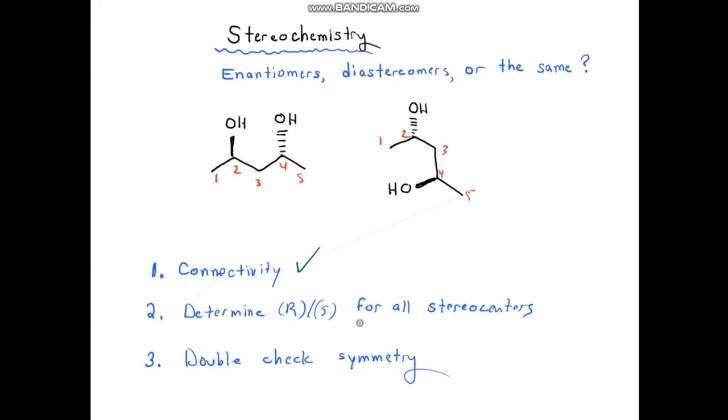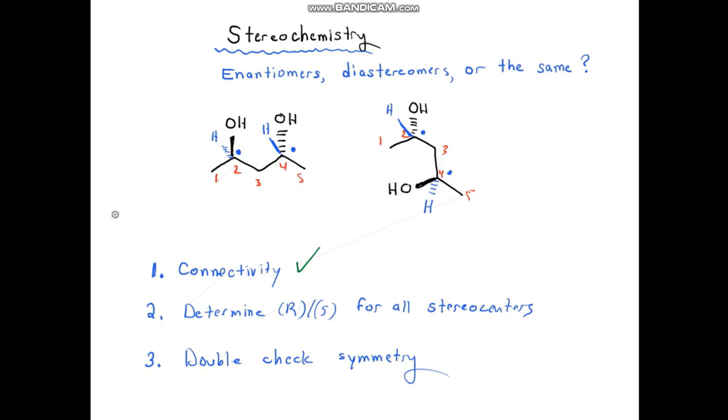Okay, the next thing is we want to be able to determine R and S for all stereocenters. So let's just make sure we can do that here. First of all, we've got to identify the stereocenters. Hopefully you can tell we've got stereocenters here, and we also got stereocenters here. Now we can always draw in the hydrogens, it can help to draw these hydrogens in to make sure that we can see everything that's connected to these stereocenters. Whenever you're in doubt, it never hurts to draw those things in.